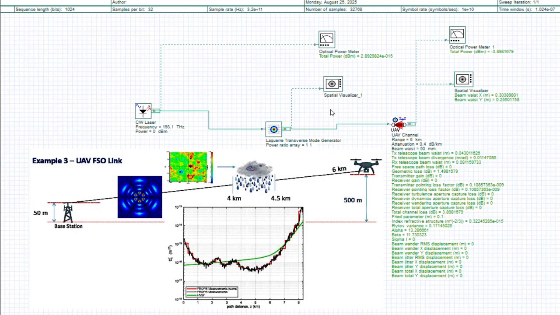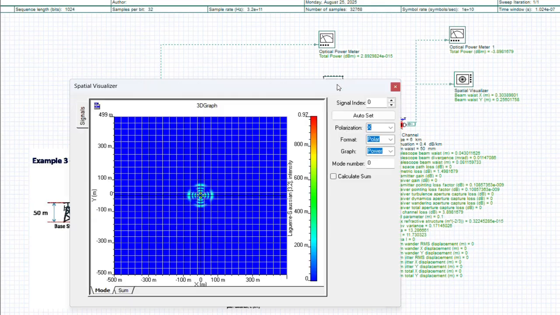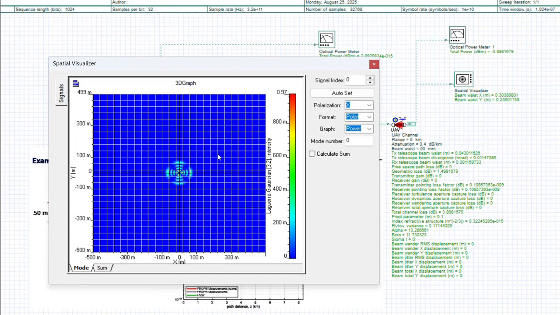If we run the simulation and plot the output of these modes, you can see here that for the X polarization, we have the first mode, and we also have a second mode. And we can calculate the mode sum by showing it in the spatial visualizer as such. We can also examine the Y polarization summed modes as well.